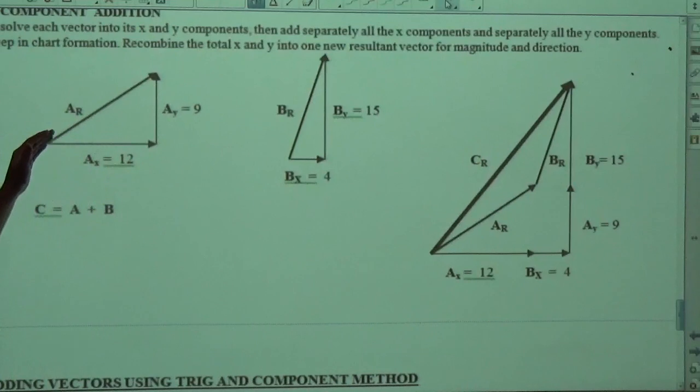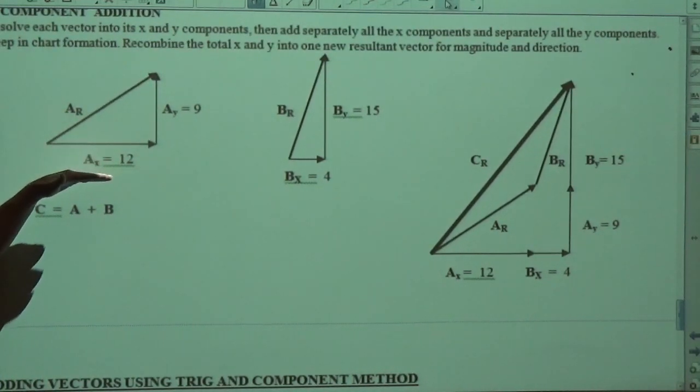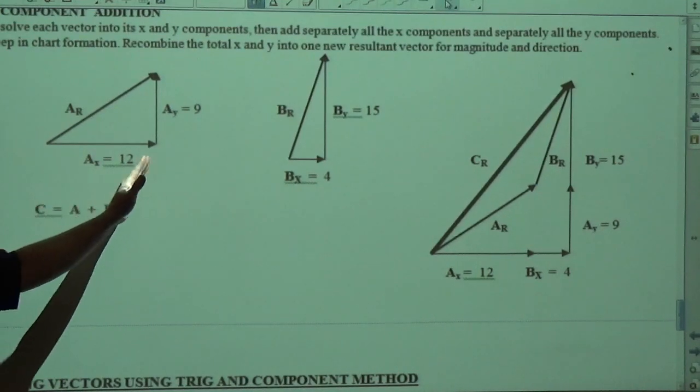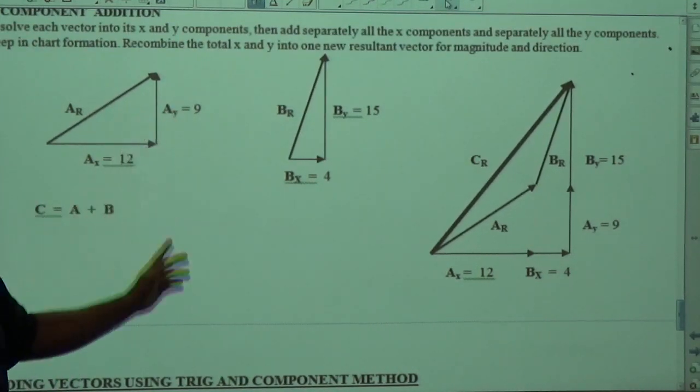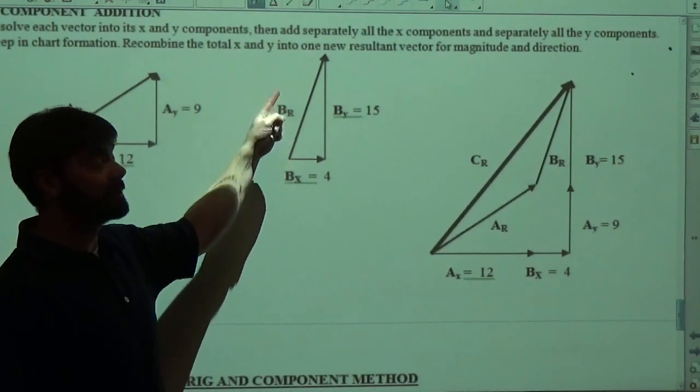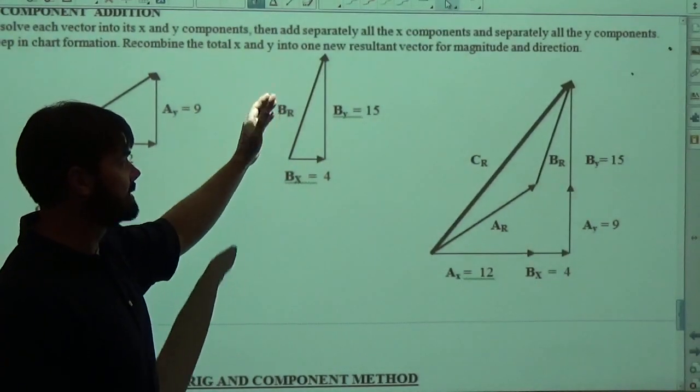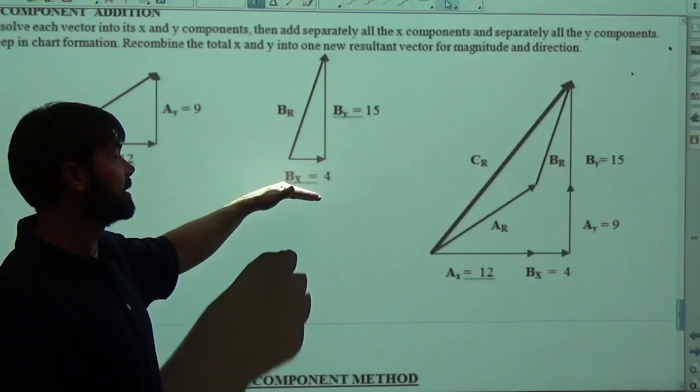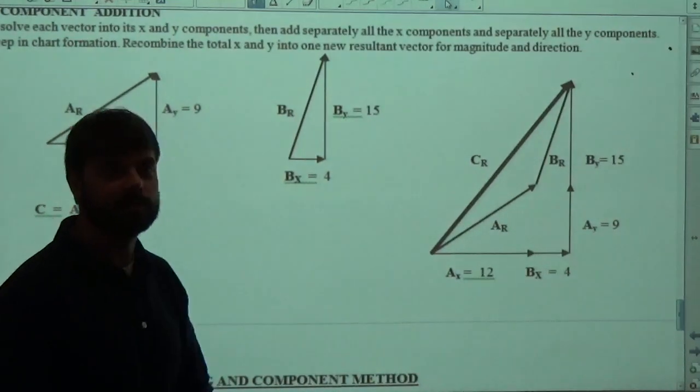They give us our first vector, A of r, and they tell us that the horizontal or x component, A of x, is equal to 12, and our vertical component, or A of y, is equal to 9. And then they show that vector B, the resultant, is going in this direction somewhere. They just say that the horizontal component is equal to 4 and the vertical component is equal to 15.